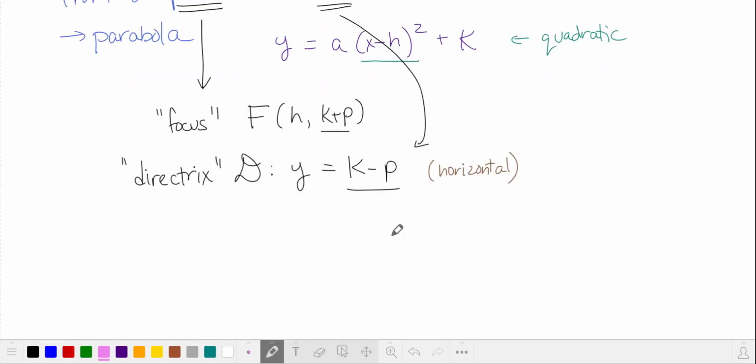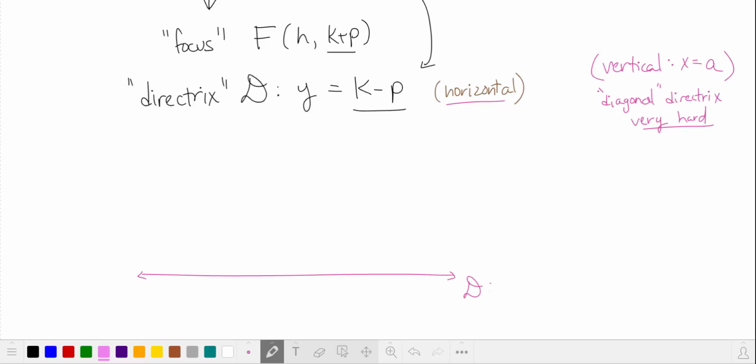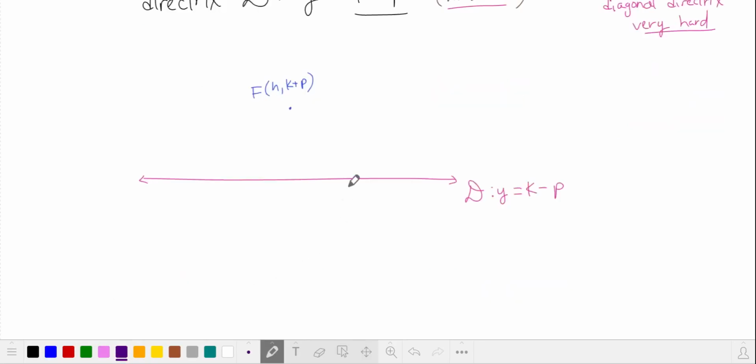We can do a similar proof for a vertical directrix, but for a diagonal directrix, that proof is very hard. So we'll continue on with the horizontal directrix. Let's make this pink line be our directrix, y equals k minus p. And let's say this is the focus, and we're going to try to find points that are equally distant from this point and this pink line.